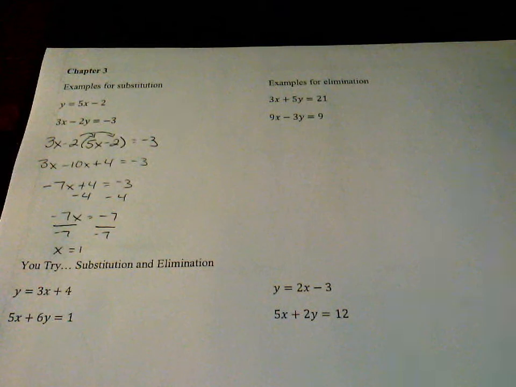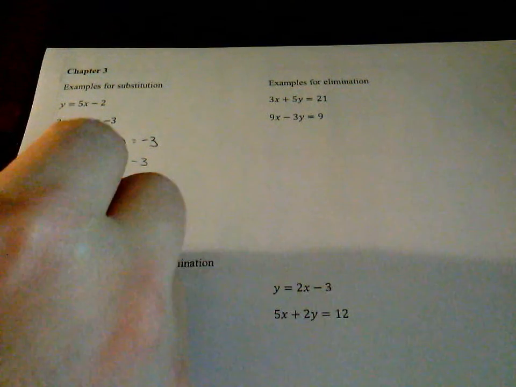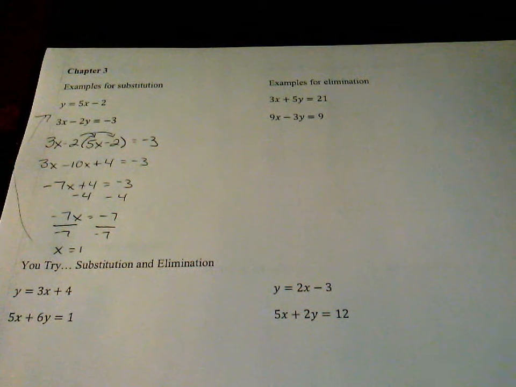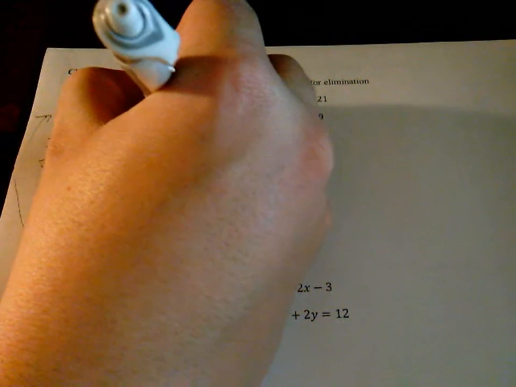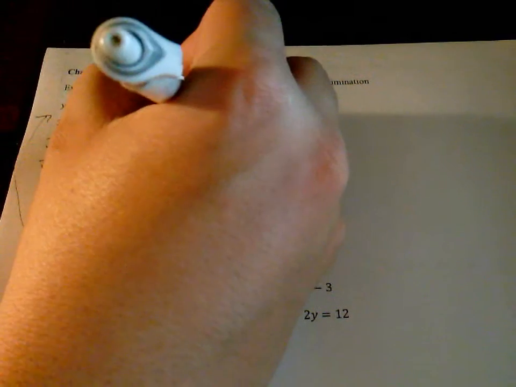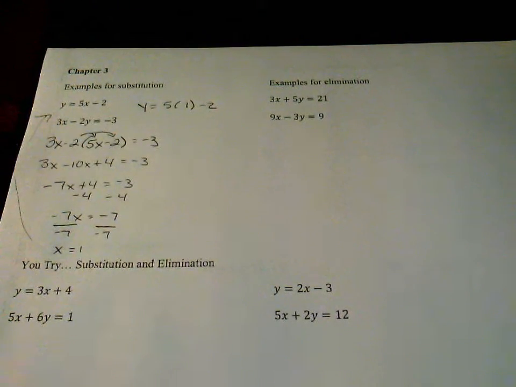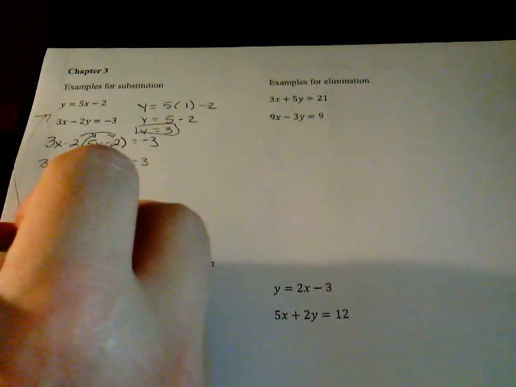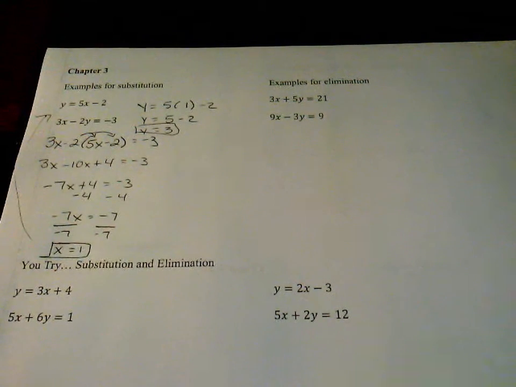Now to solve for y, we have to go back up to this original problem up here. What that means is that I got to replace that x with what we just figured out x was. So we're going to figure out that y equals 5 times, what's x? Well, x is 1, minus 2. Okay, this would tell me that y equals 5 times 1 is 5, so you can get 5 minus 2, so y has to equal 3. So you have x equals 1, y equals 3.